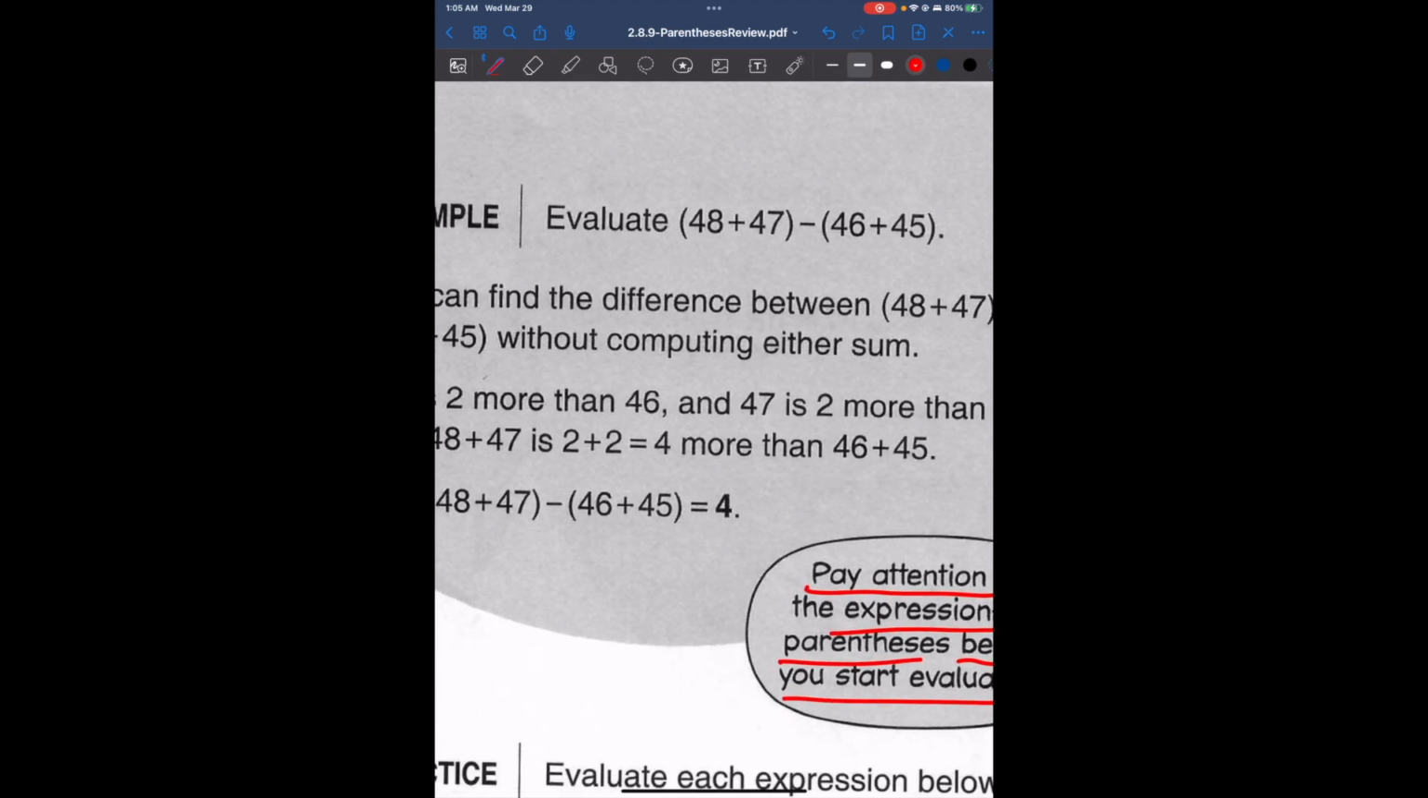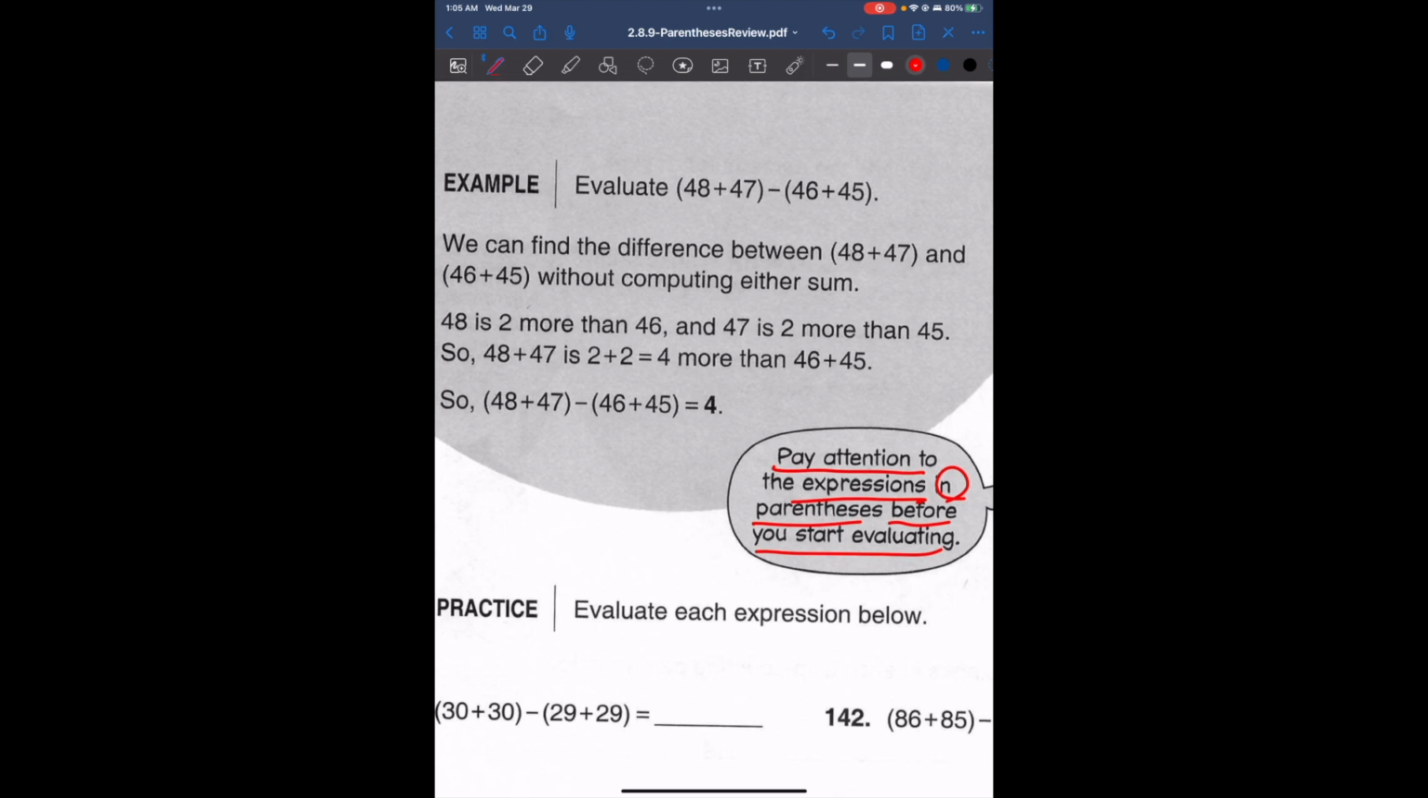Now 48 plus 47, we can find the difference between these two parentheses without computing each sum. And so 48 is 2 more than 46, and 47 is 2 more than 45. So basically we have 2 plus 2 equals 4.